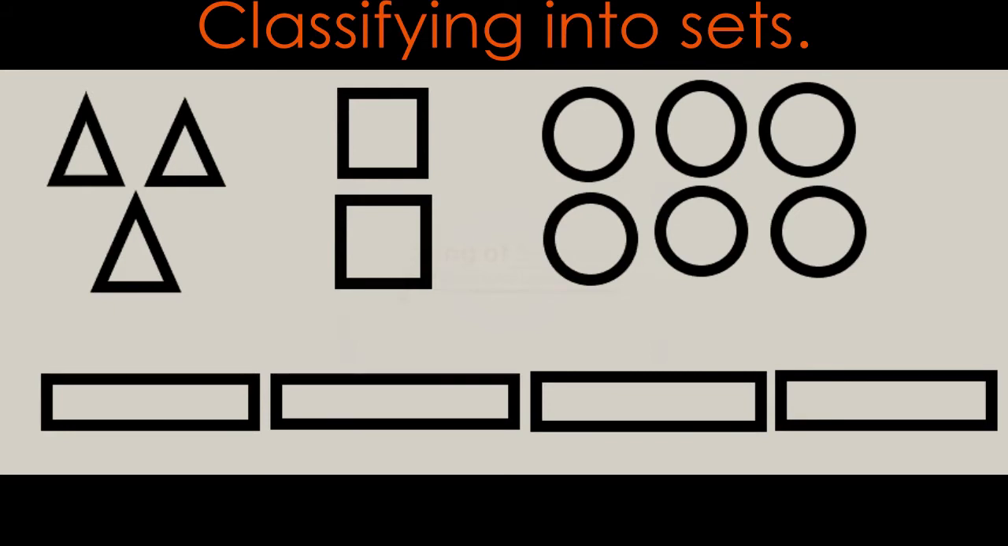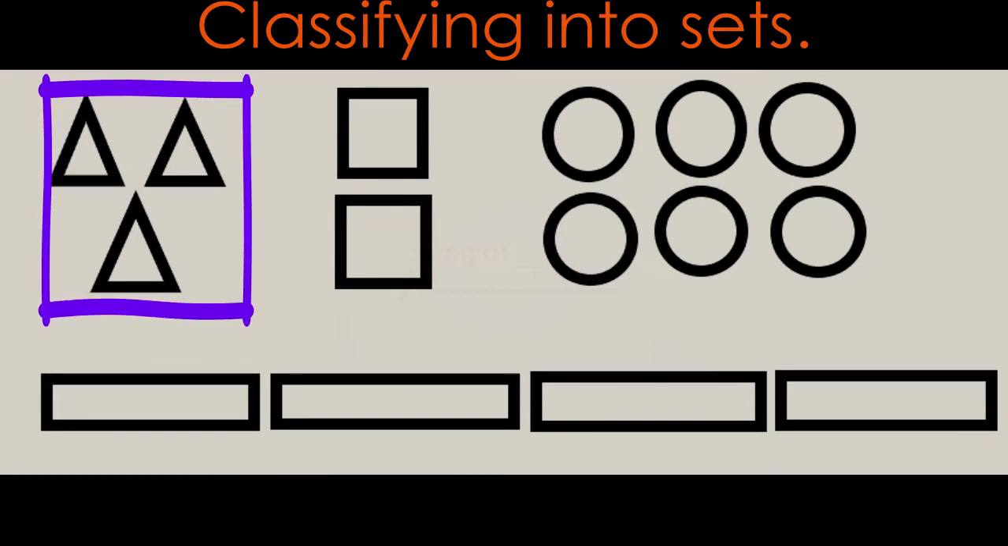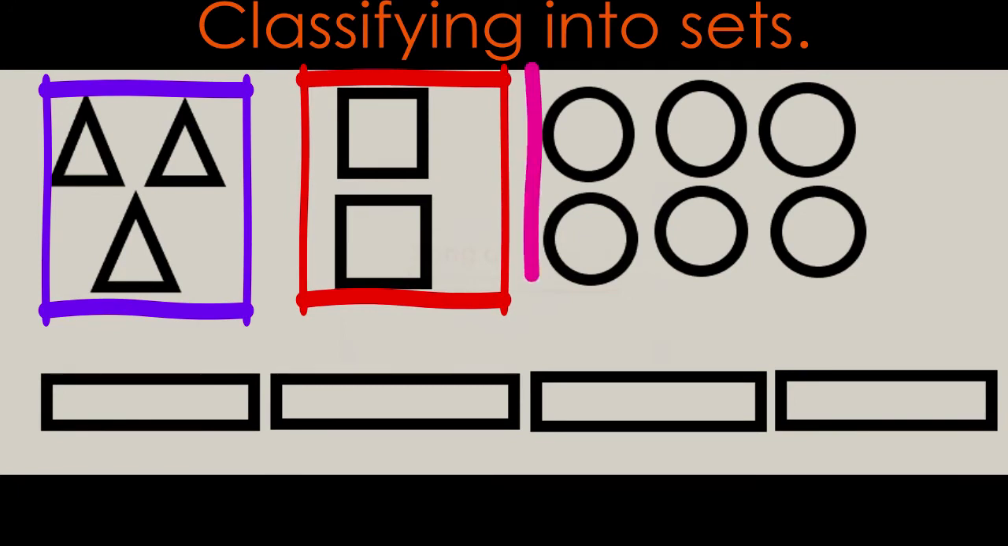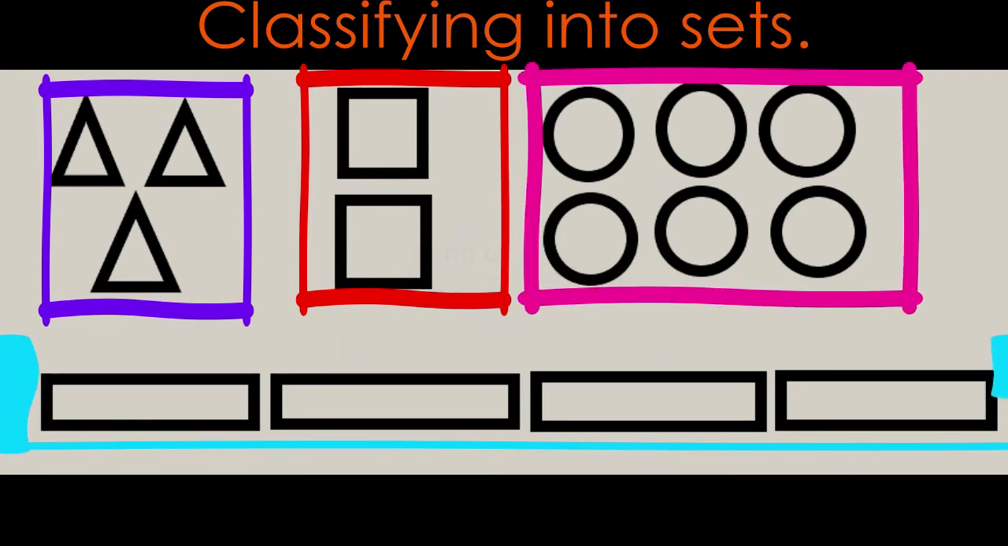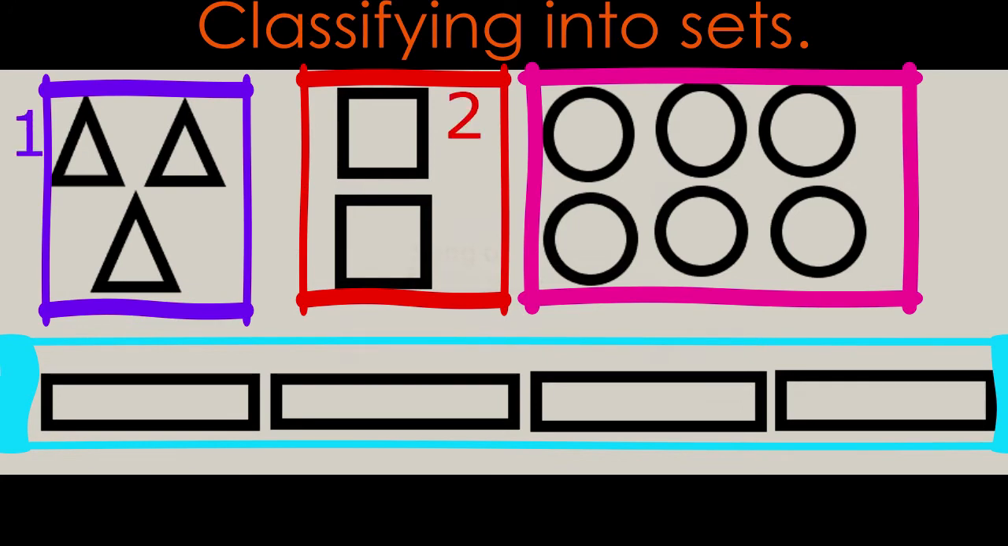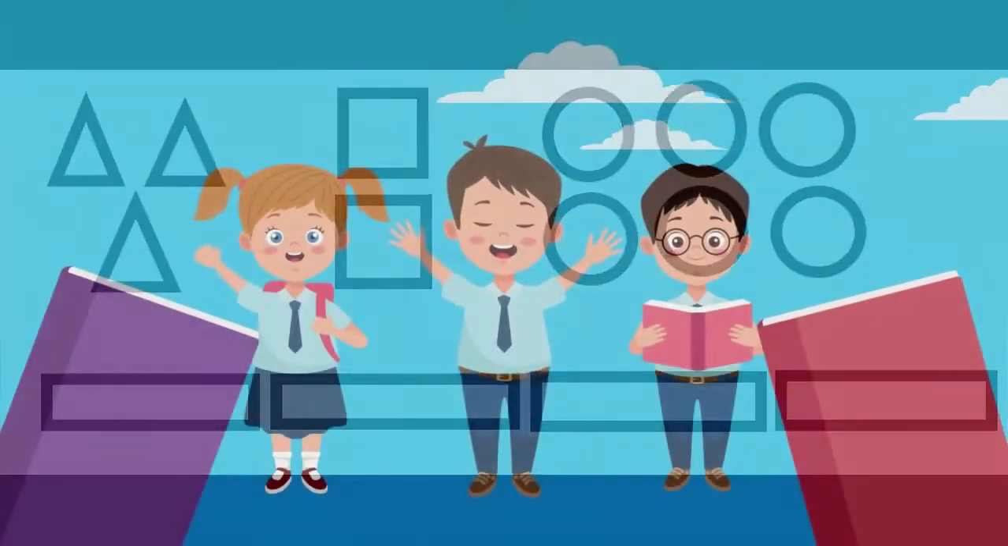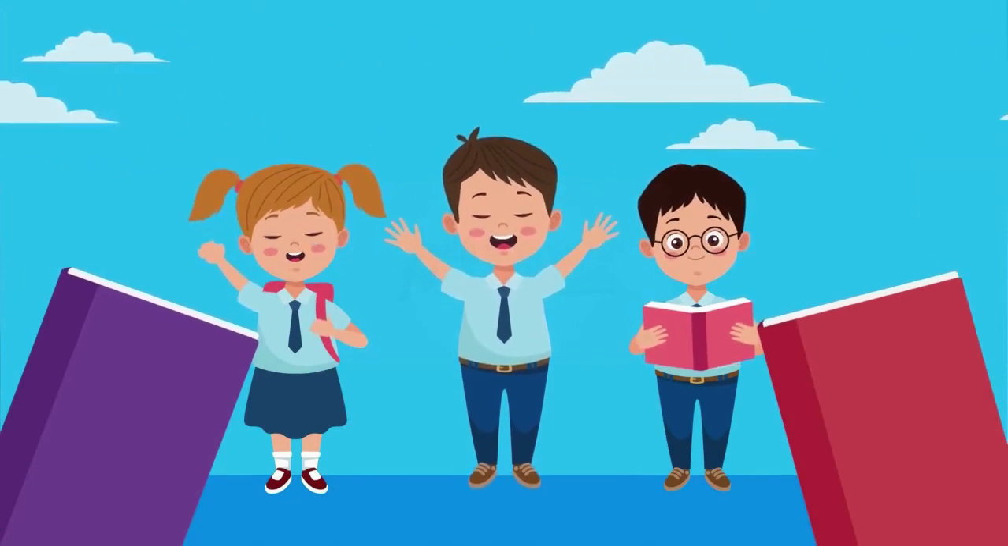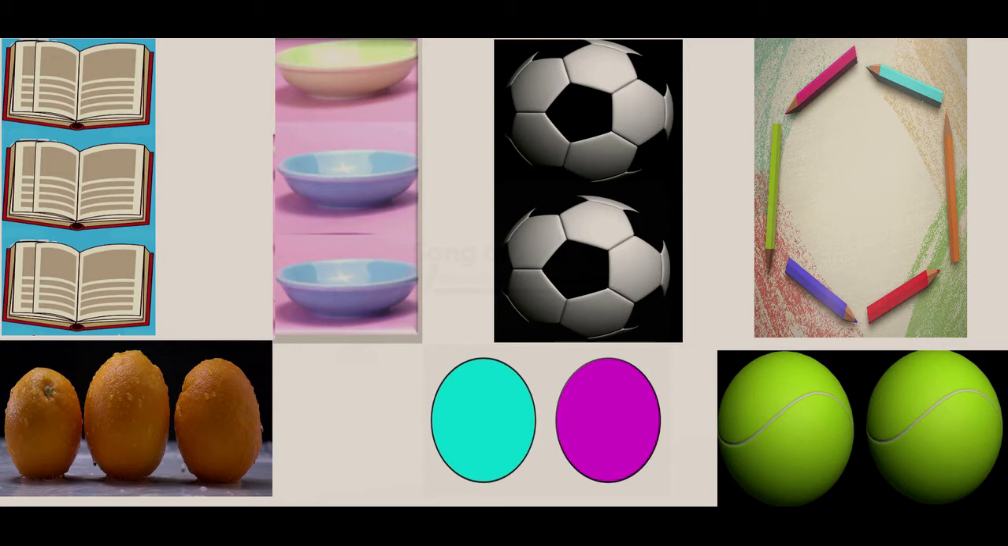Yes, you can see a set of triangles, a set of squares, a set of circles, and a set of rectangles. How many sets have you formed? 1, 2, 3, 4 sets. How many members are in each set? Perfect, thank you. Can you circle the objects that are of the same color?